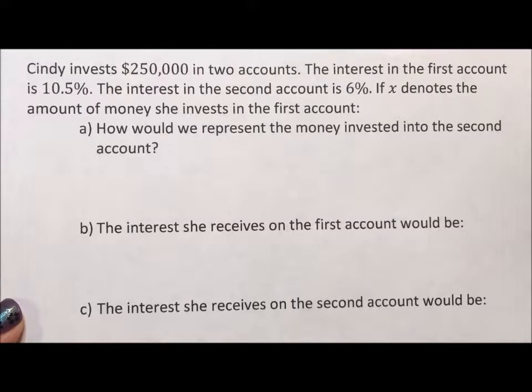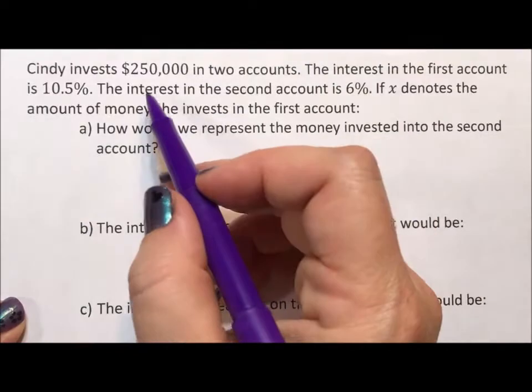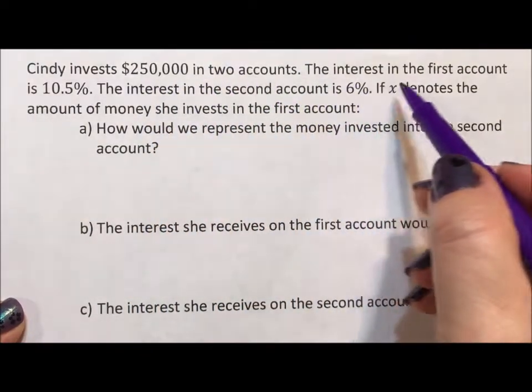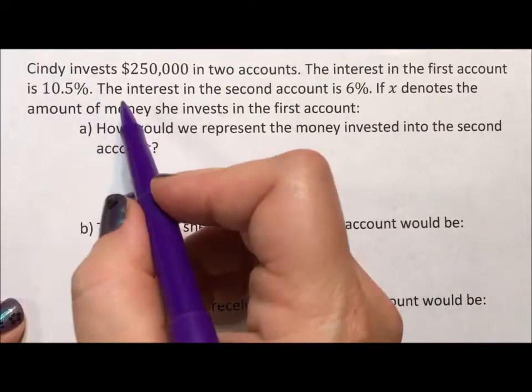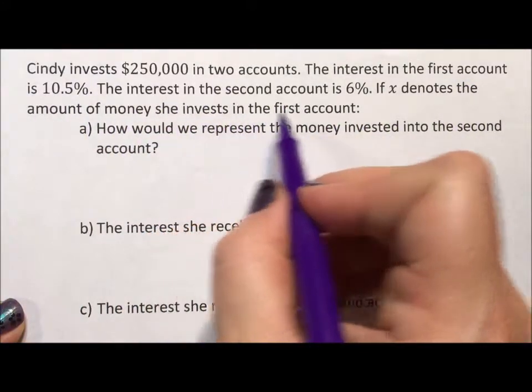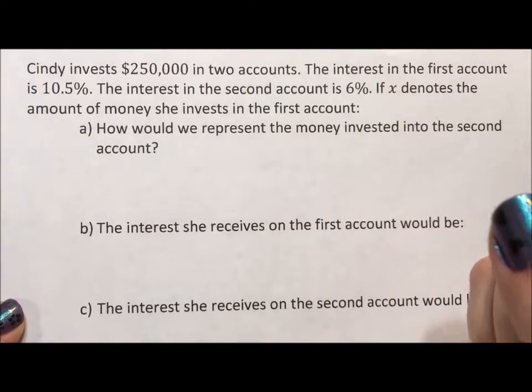Today I'm doing a series of videos on lines and some applications. This one is specifically an application having to do with an investment. Cindy invests $250,000 into two accounts. The interest in the first account is 10.5%. The interest in the second is 6%. If X denotes the amount of money she invests in the first account, answer the following questions.